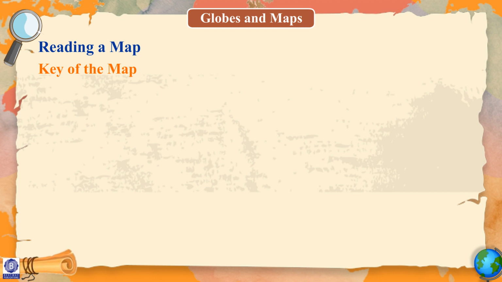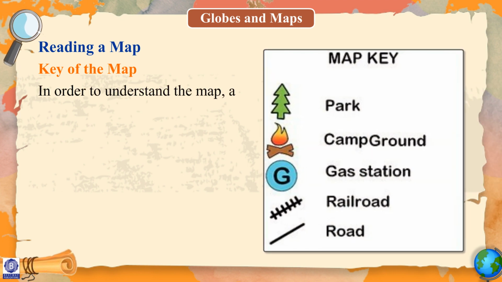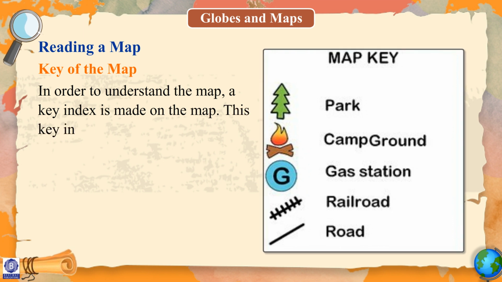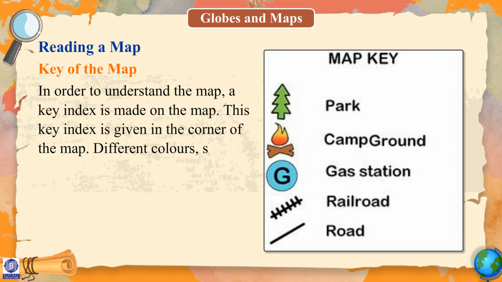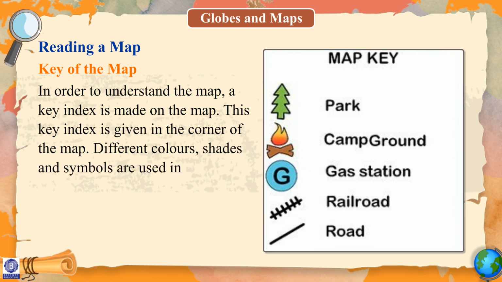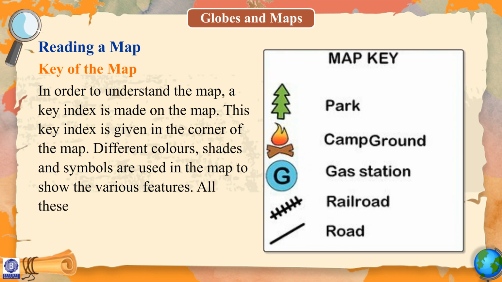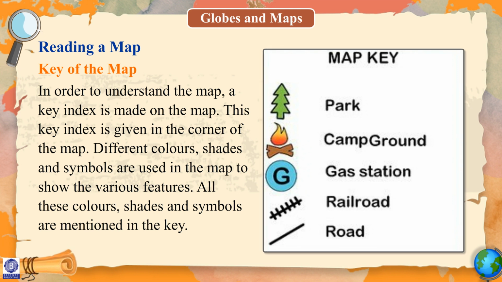Key of the map. In order to understand the map, a key index is made on the map. This key index is given in the corner of the map. Different colors, shades and symbols are used in the map to show the various features. All these colors, shades and symbols are mentioned in the key.